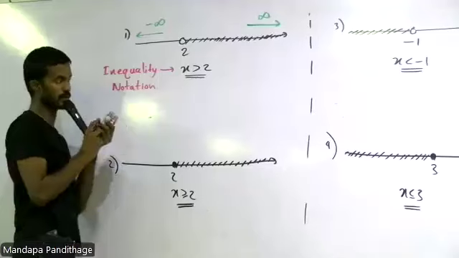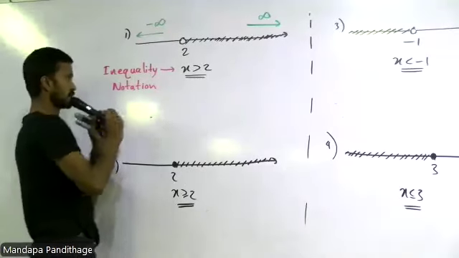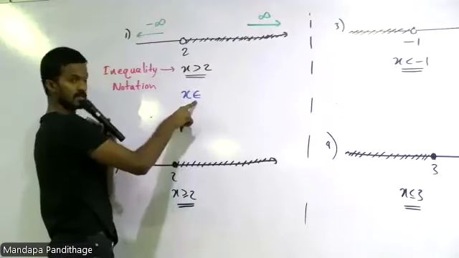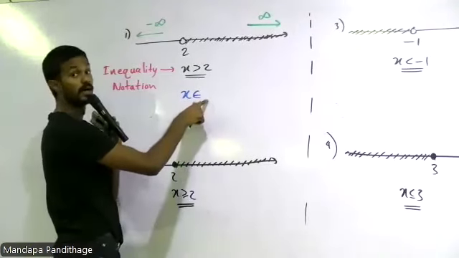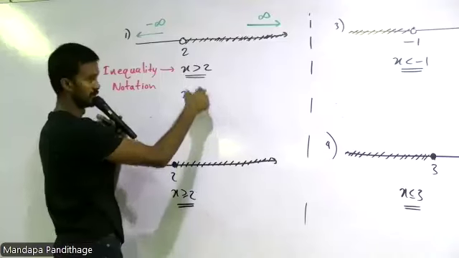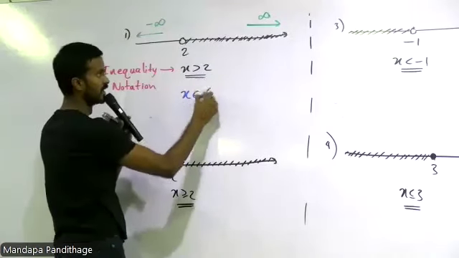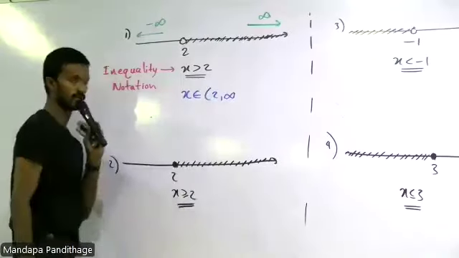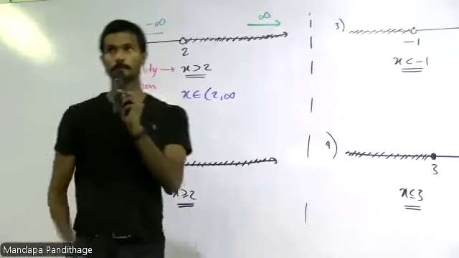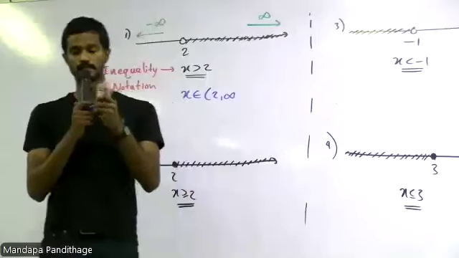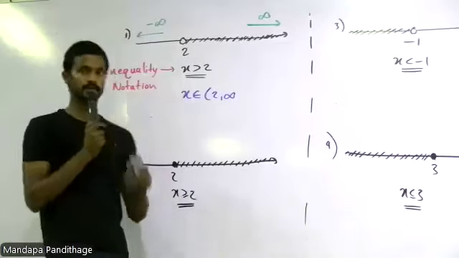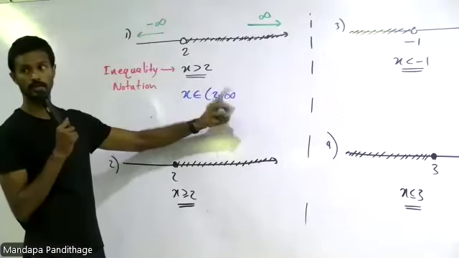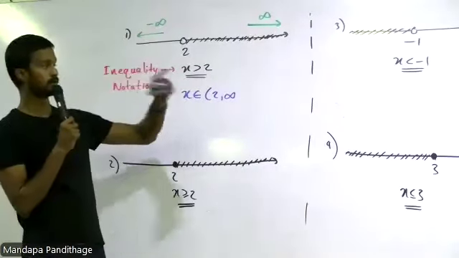Okay, now the interesting part. I'm asking you to write the set notation. X is an element of, what is the bracket? A normal bracket, the bracket 2, and then we have infinity. I'll give you 10 or 20 seconds, and then I'll be asking for the answer. I need you to think what is the bracket that we will be using here.